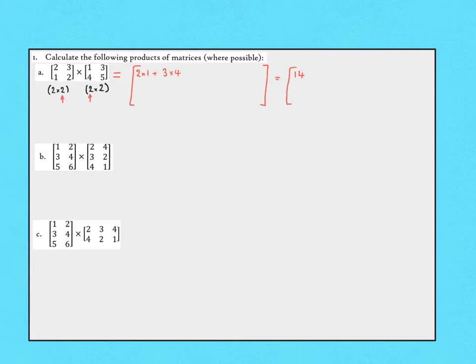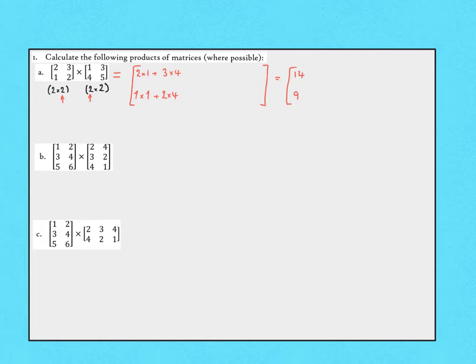In order to get the bottom left, we multiply the bottom row element by the left-hand element of the second matrix. So it's going to be 1 times 1 plus 2 times 4. So that will be equal to 9.